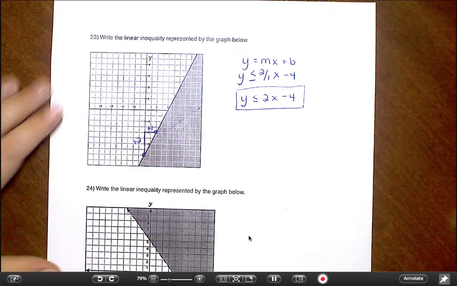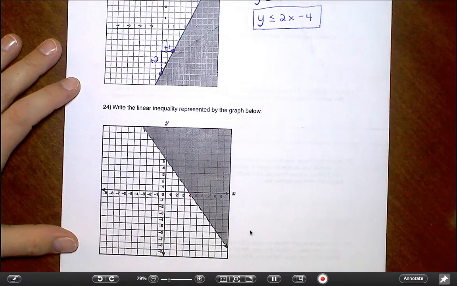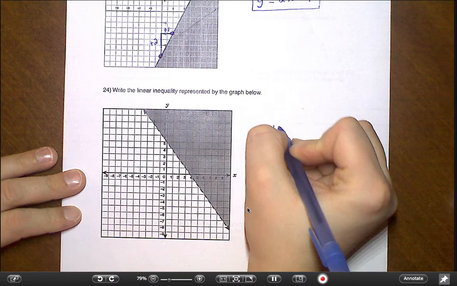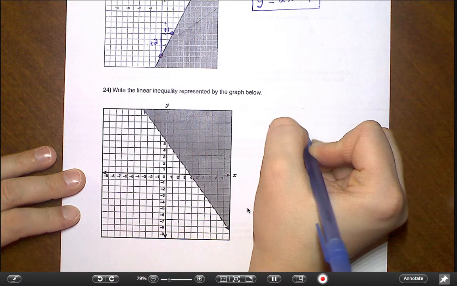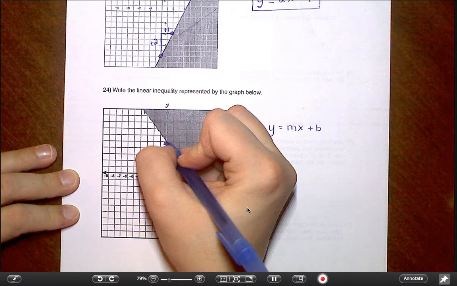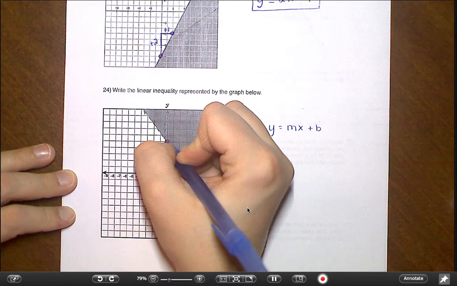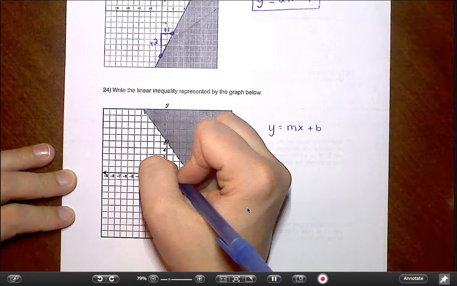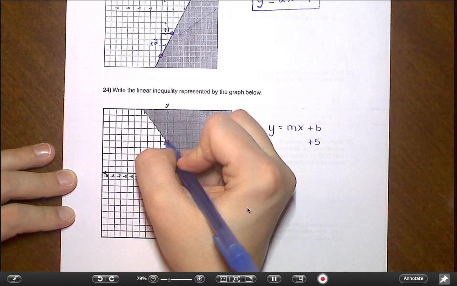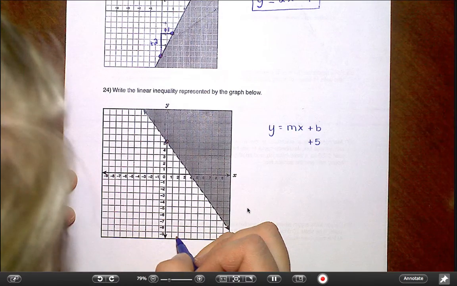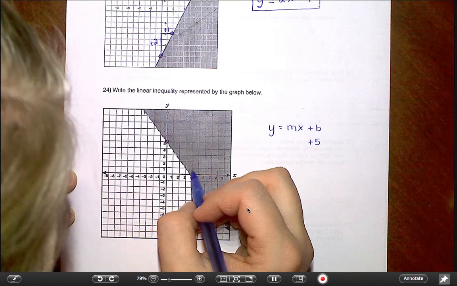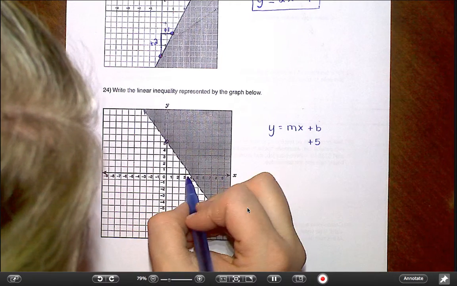Let's do the same thing down here for number 24. I start with y equals mx plus b. I'm going to start with my y-intercept, which is here. And I believe that should be the 5. Yep, so that's a +5. To find my slope, I'm going to take that point and some other point that looks like it's right on a grid line. Let's see, it's kind of a tough one. This one looks good.